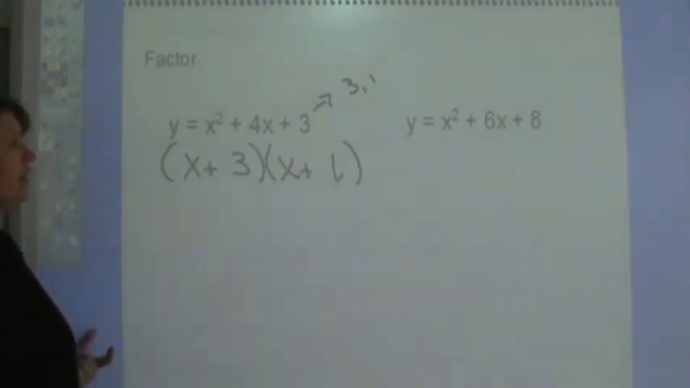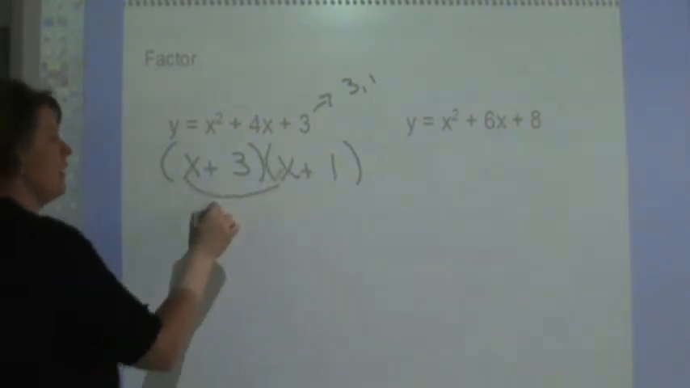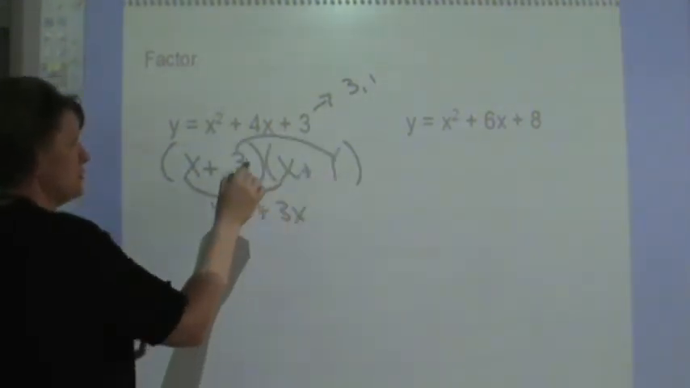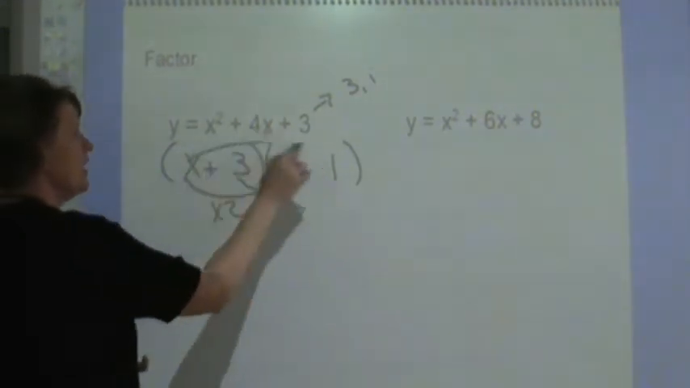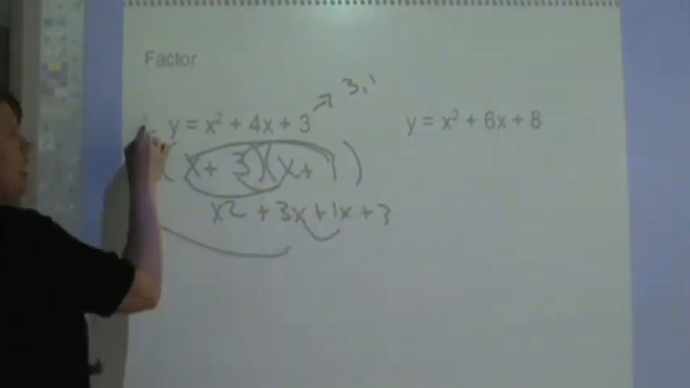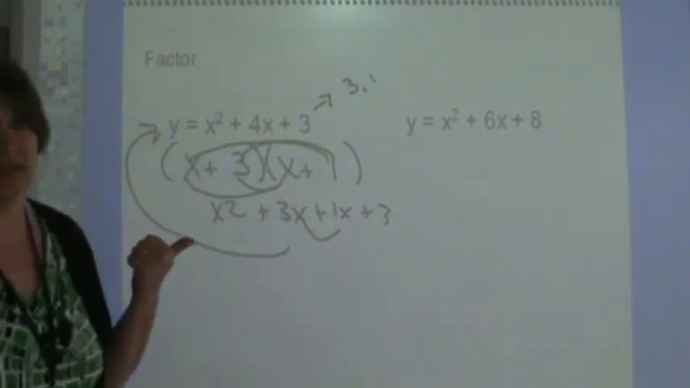Okay, so then if I FOIL it, I got x squared, okay, plus 3x, oops, missed a step, sorry, plus x plus 3. If I get that together, I have my original, so I'm good. Well, that one was easy.